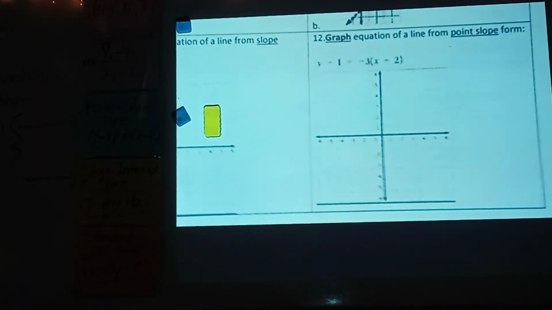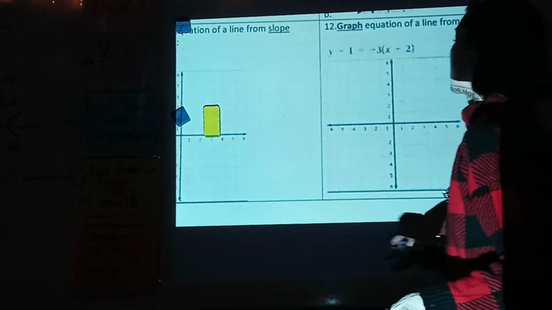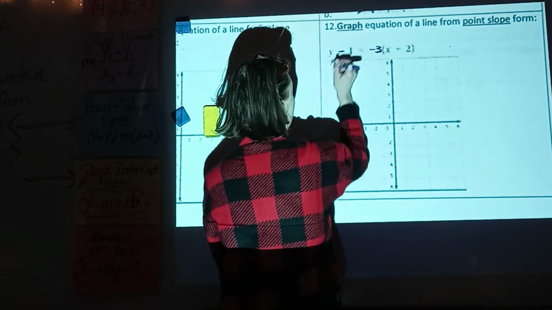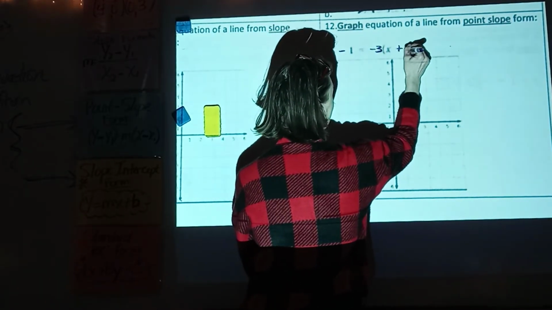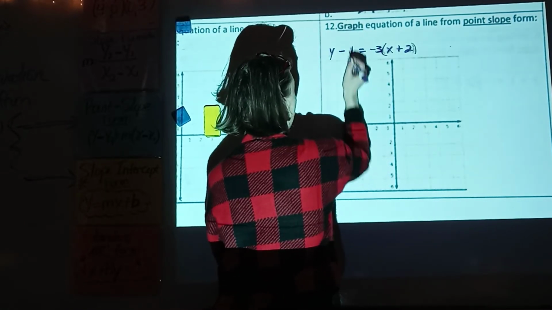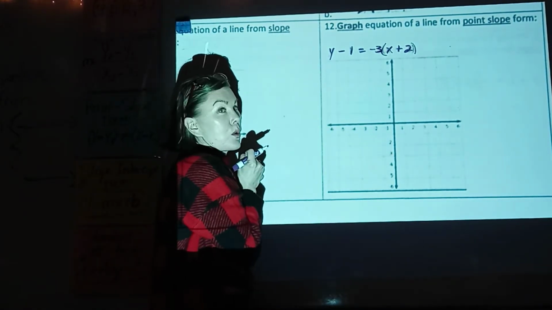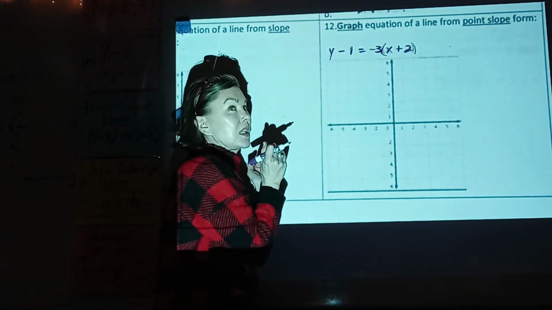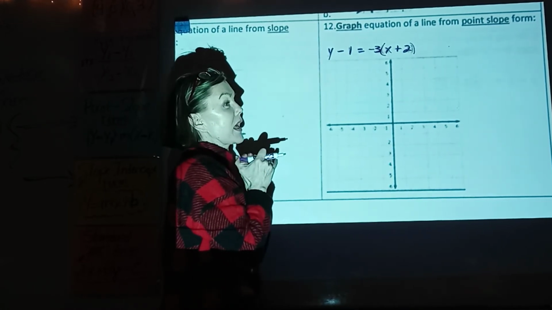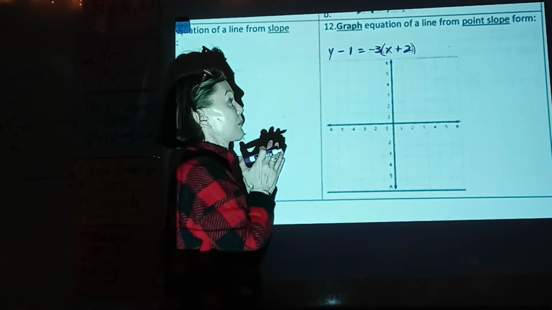Graph the equation of a line from point slope form. Okay, that's y minus 1 equals -3 times x plus 2. So -3 is the slope, -1, +2. Okay, so this is a little bit different because you have to pull out the point from this equation. Okay, this is definitely going to be on your semester exam, and it's definitely going to be on the SAT, PSAT, ACT, and your semester exam and my unit exam.